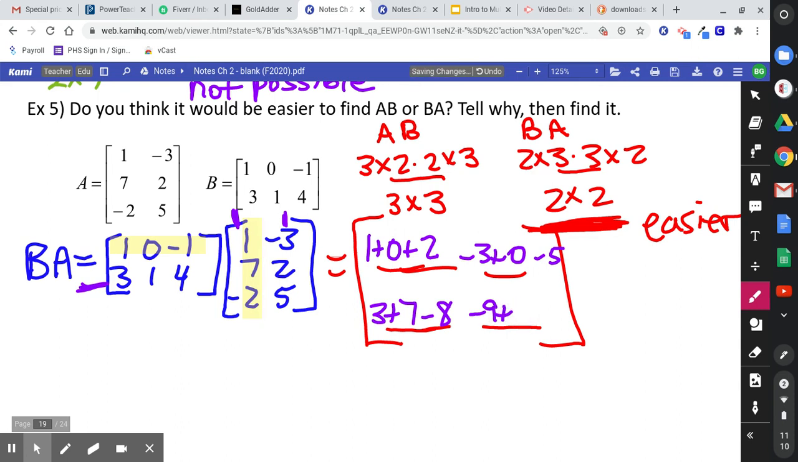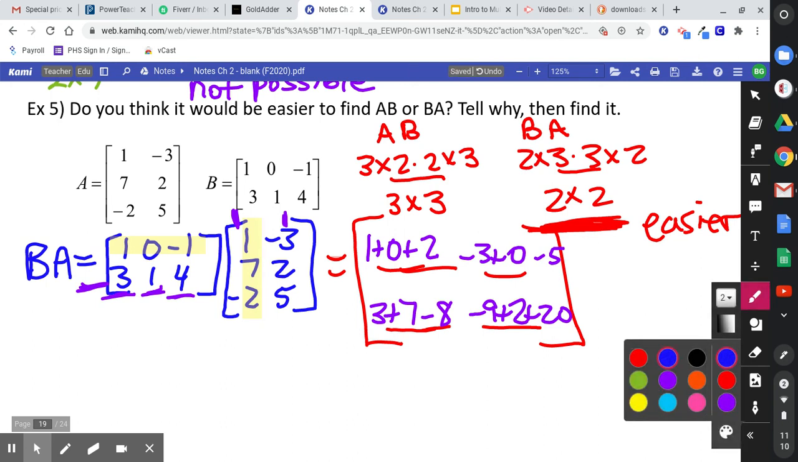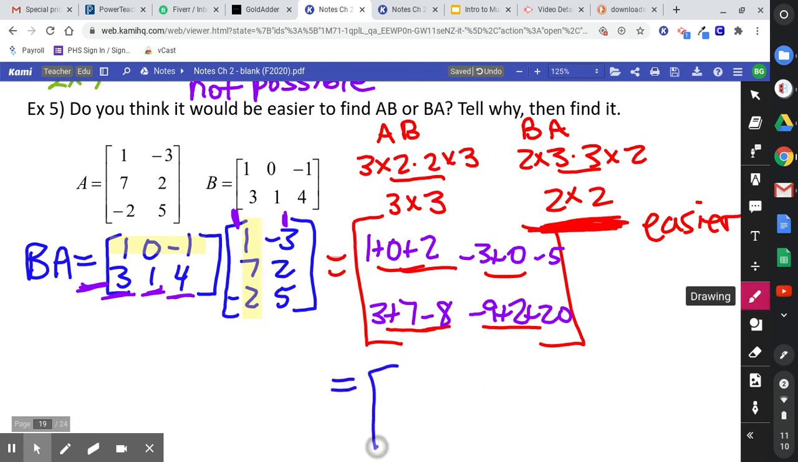Ooh, I messed that up. 3 times -3 is -9. 1 times 2 is 2. And 4 times 5 is 20. So then last step is just clean up. 1 plus 0 plus 2 is 3. -3 and -5 is -8. 3 and 7 makes 10. Minus 8 is 2. -9 plus 2 plus 20, that's 13.